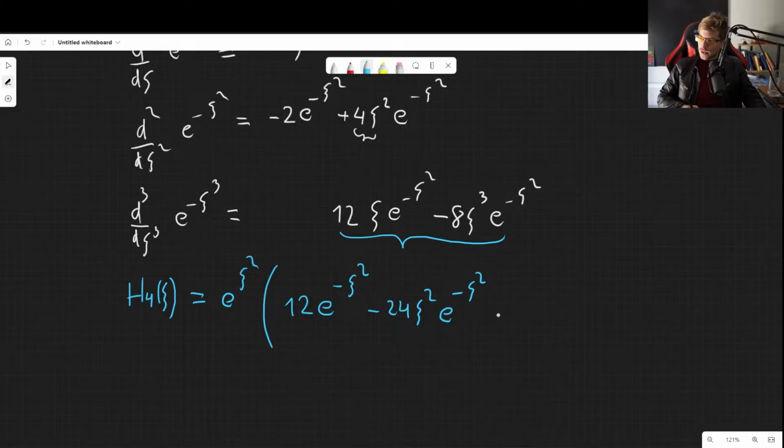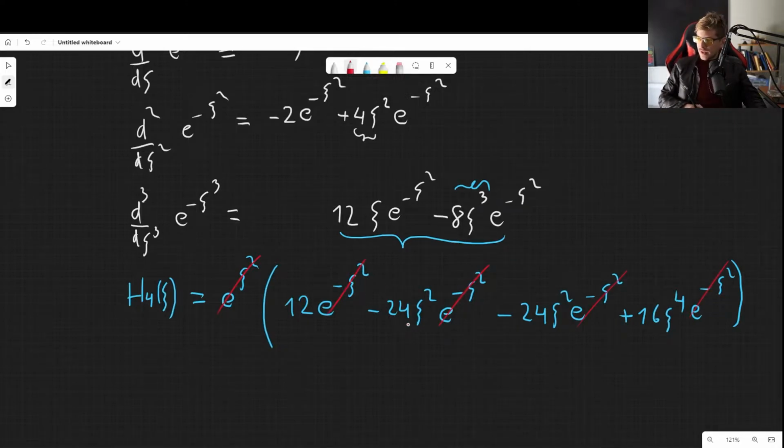And now from this term, deriving first this, we get minus 24 psi squared e to the minus psi squared. And now from the exponential, we get plus another minus sign. Now we multiply by 2, so we get 16 psi to the fourth power e to the minus psi squared. Now, of course, the exponentials will cancel each other out again. And now we can add these two together. So H4 will be 12 minus 48 psi squared plus 16 psi to the fourth power.